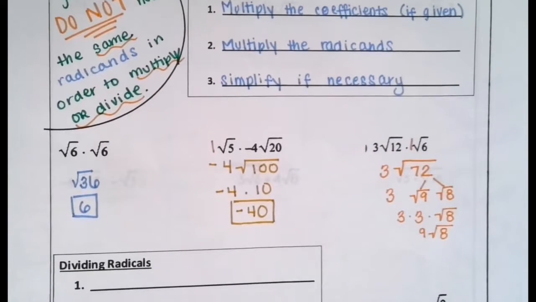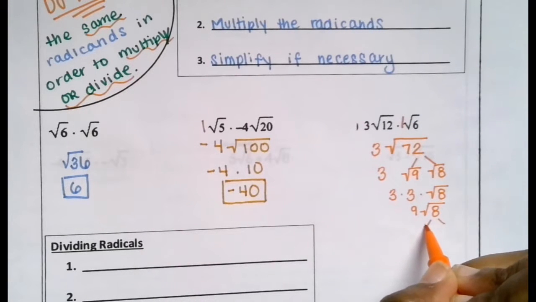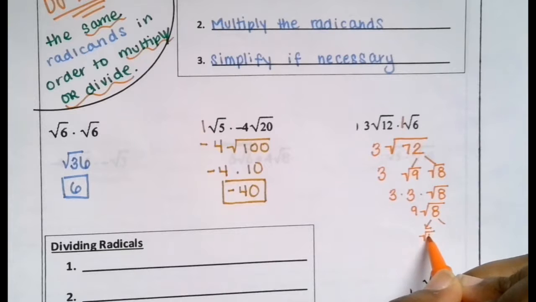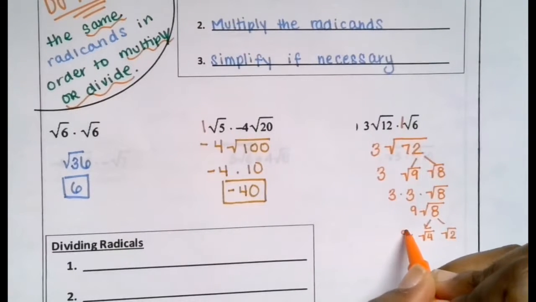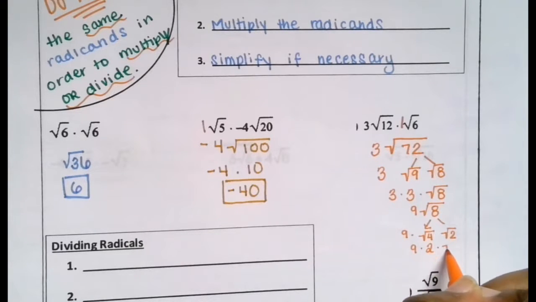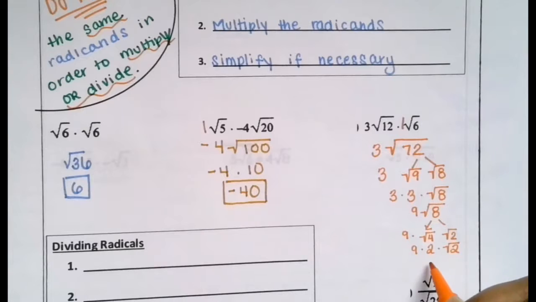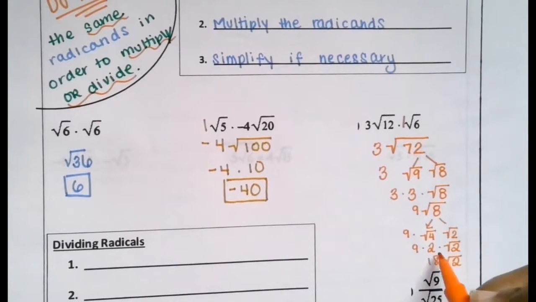However, at this point, I do have to ask myself a question: is this in simplest terms? And it is not, because there is a perfect square that evenly divides into root 8. So you'll see me breaking this down again into root 4 times root 2. The square root of 4 is 2 times root 2. So my final answer is 18 root 2.